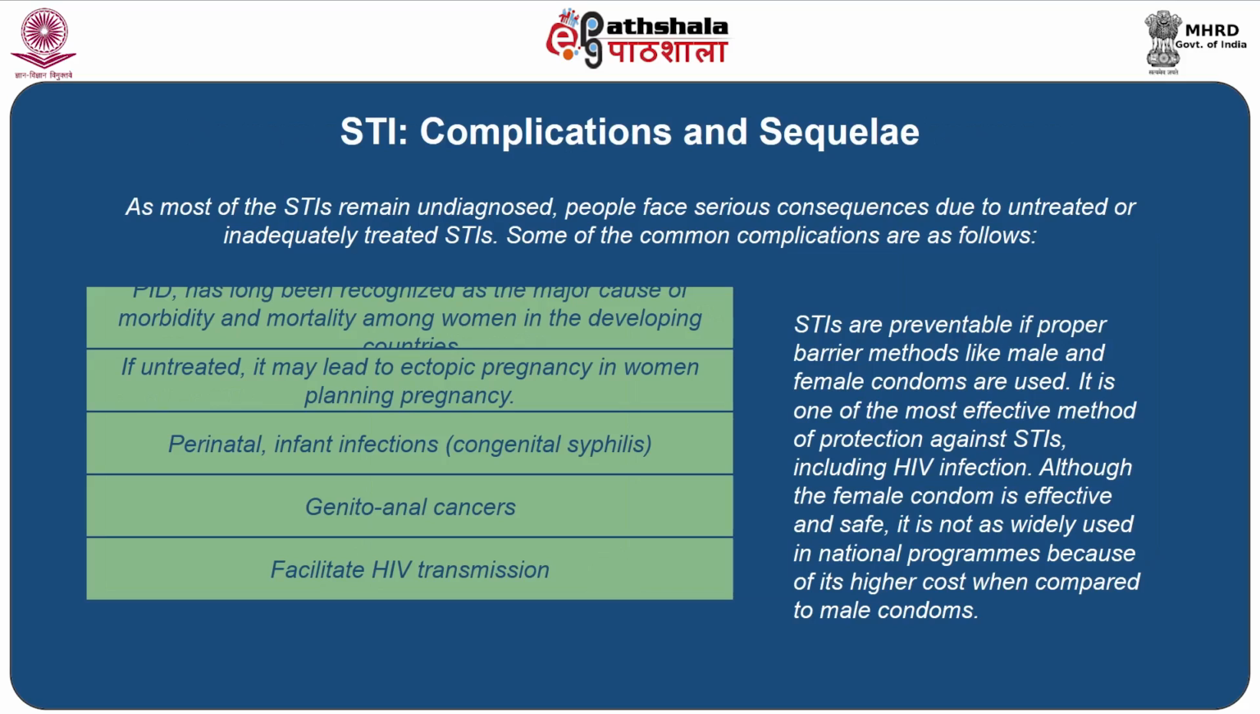In cases of PID, if it is left untreated for long durations of time, the infection spreads to the upper genital tract, which may consequently lead to infertility. There are various other complications of STIs. However, STIs are preventable if proper barrier methods like male and female condoms are used. It is one of the most effective methods of protection against STIs, including HIV infection. Although the female condom is effective and safe, it is not widely used in national programs because of its higher cost as compared to male condoms.